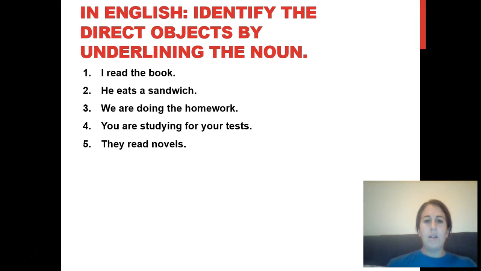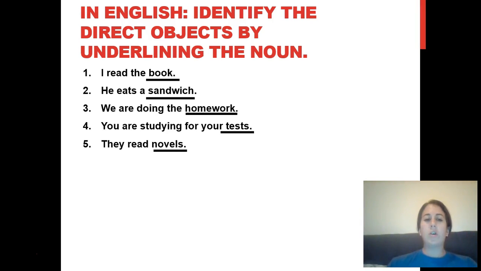All right. Let's go through your answers. I read the book. Book in this case is the direct object. He eats a sandwich. Notice sandwich is the direct object. We are doing the homework. Homework is the direct object. You are studying for your test. In this case, test, that's the direct object. And then they read novels. Novels is our direct object.